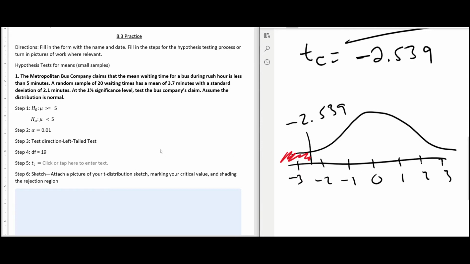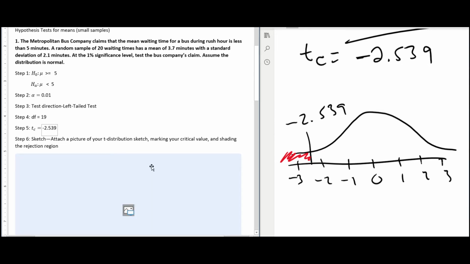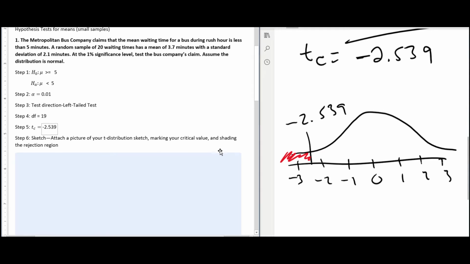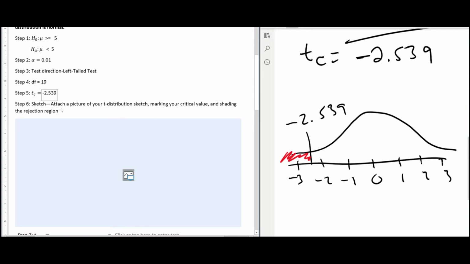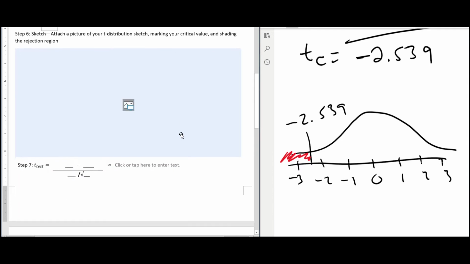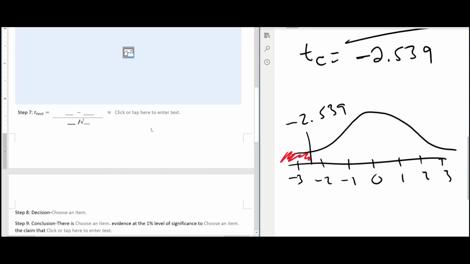All right, so we got negative 2.539. Then you go ahead and attach a picture of your sketch, which I did my little sketch here, marking your critical value and shading the rejection region. All right, now we're going to calculate the t-test.